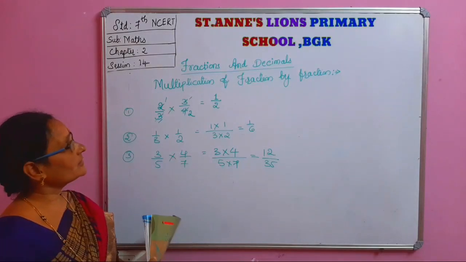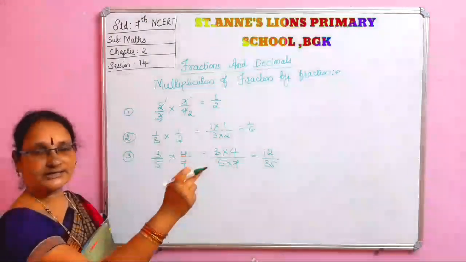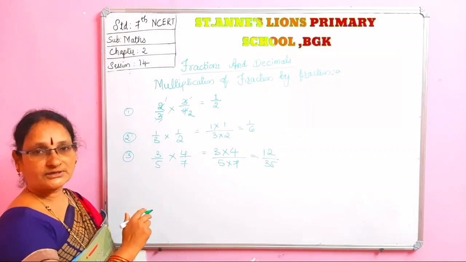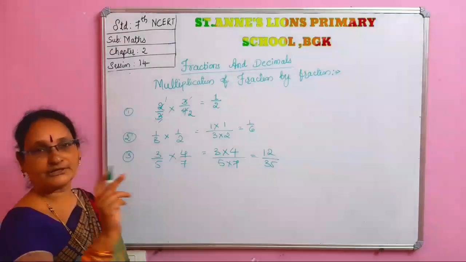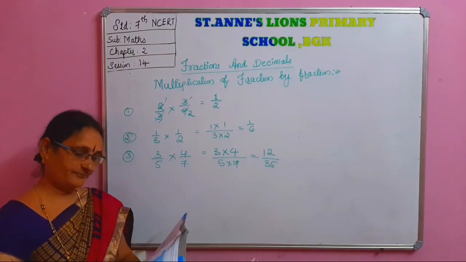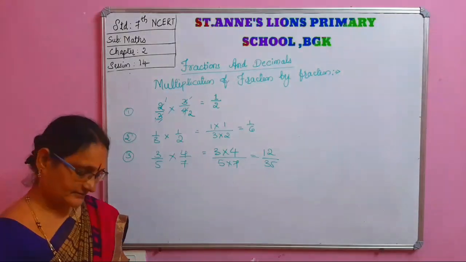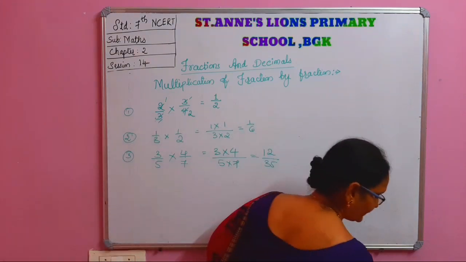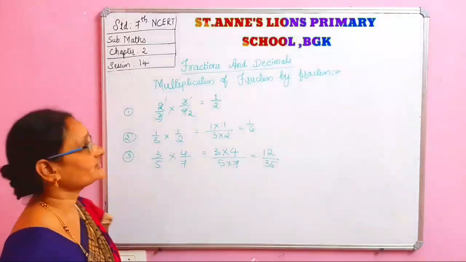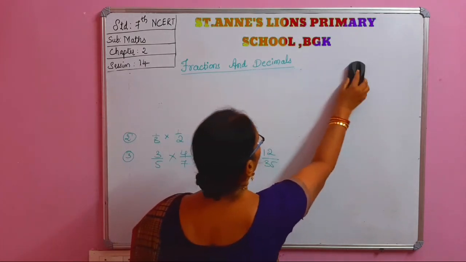How to find out the product of this? Just the product of numerator to numerator, divided by the product of denominator to denominator. This is the method. I think here there are no more points. Directly we will go for the exercise since it is very easy. Now I start exercise 2.3.